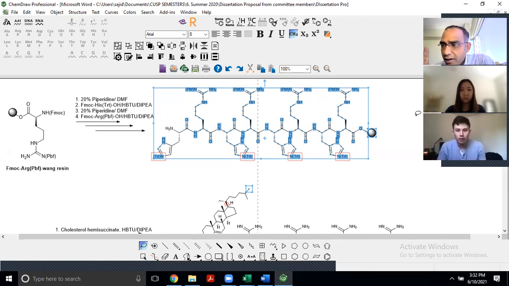Perfect. Now we learned two things. One is final cleavage and one is resin cleavage. Resin cleavage is done for what? To make the cyclic peptide. And final cleavage is done to finalize it, you just get the peptide. Got it? Is it clear?